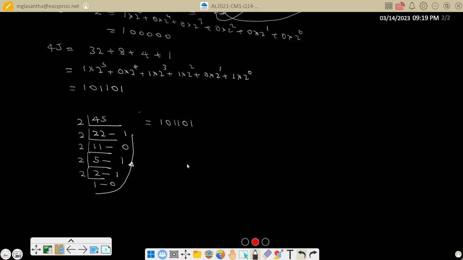Is it clear? Same thing, no? This and this are the same thing. That is the other method of converting this number into a binary number. Very simple.